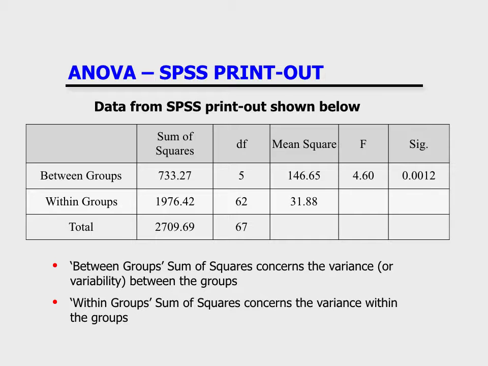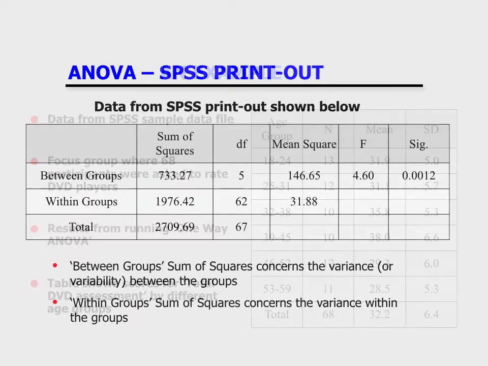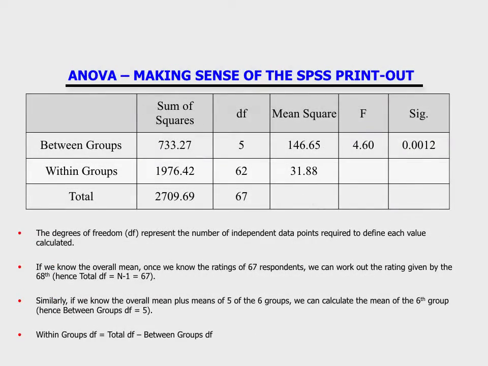So, between group sum of squares concerns the variance or the variability between the groups. The within group sum of squares is the variance within the groups. Again, just going back to this, between the groups in the columns, within the groups in the rows. Okay. Now let's look at what else we need.